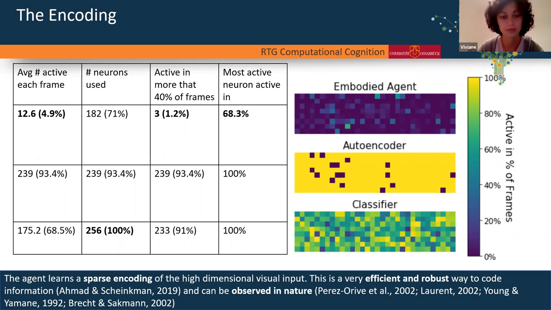Similar things have been observed in nature. And I think you guys have shown also that it is a very efficient and robust way to encode information. That, plus brains have mechanisms to make things sparse. So it's enforced, it's not just learned. In your case, you're not enforcing it, you're just saying it's learned, right? And the brains also force it. Yeah.